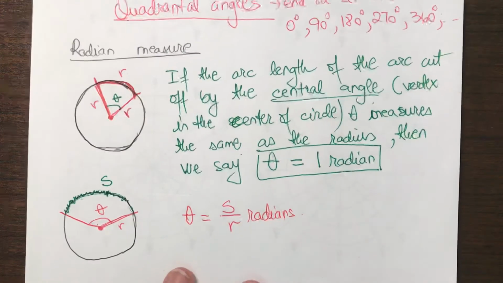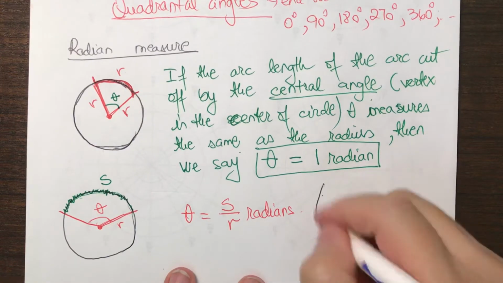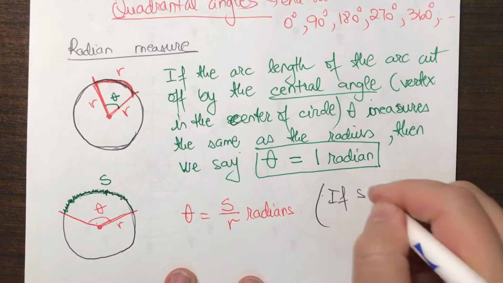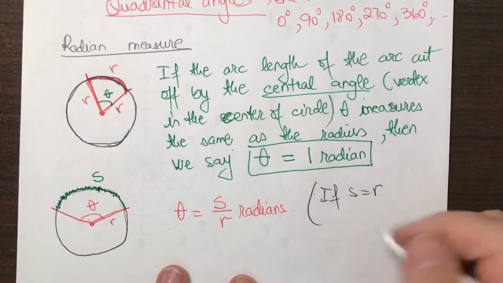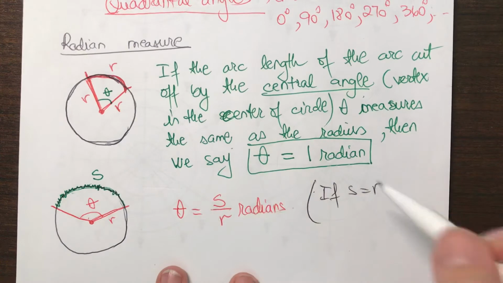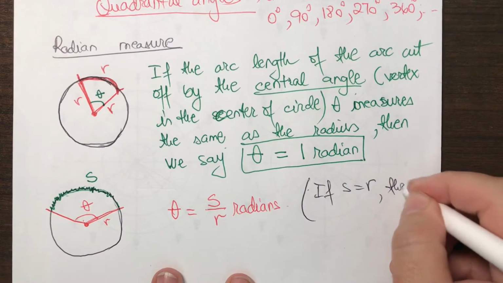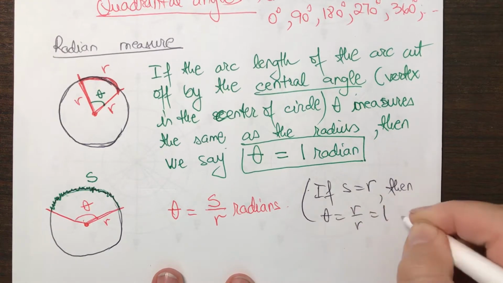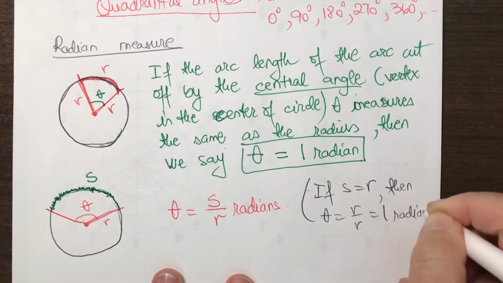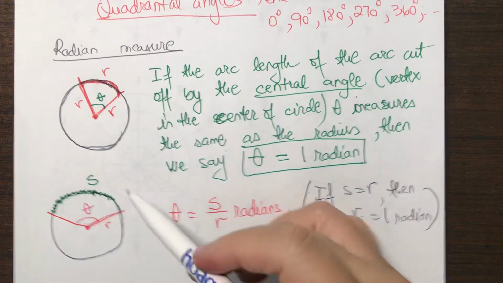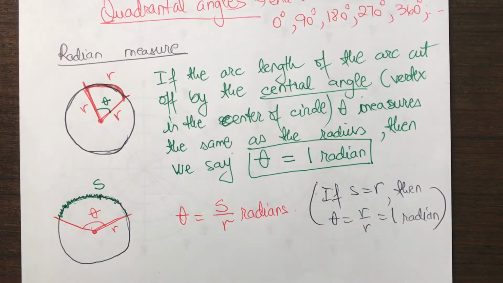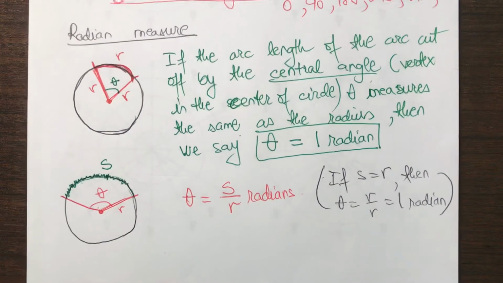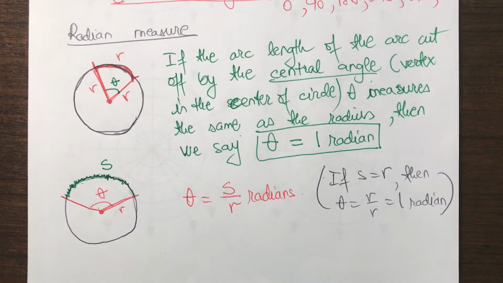Now, of course, on a side, if S is equal to R, right, so if the arc length is as long as the radius, then sure enough, theta is equal to 1 radian. Right? But let's say it's twice as long, then it's 2 radians, right? Let's say it's 4 times as long as the radius, well, then it's going to measure 4 radians, right? So that's how we measure this.